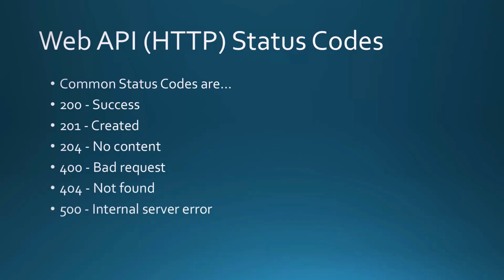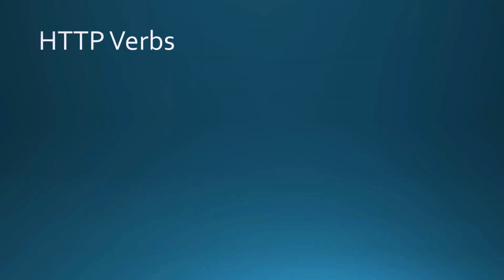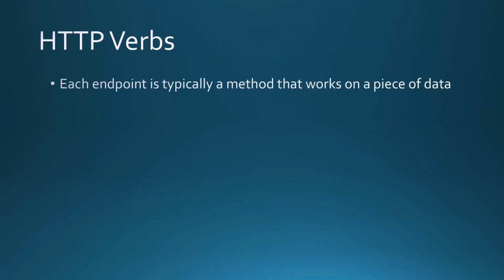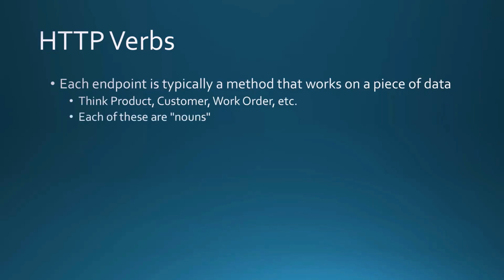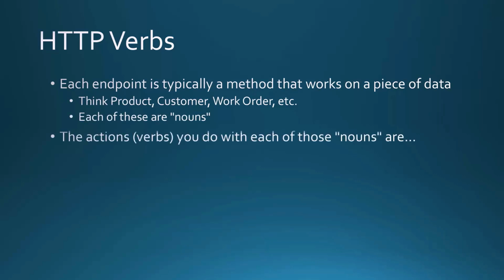Now we have what are called HTTP verbs, and each endpoint or route is typically a method that works on a piece of data. So think of a product, a customer, a work order, etc. So each of these are nouns, right? The actions or the verbs are the things that you want to do with those nouns. So I'm requesting a product, I'm requesting a customer, or I'm inserting a product, I'm inserting a customer.